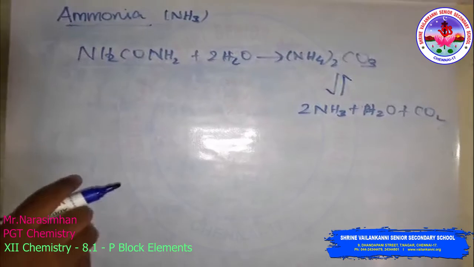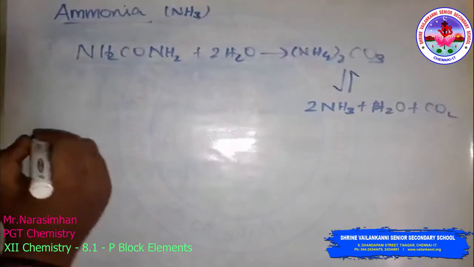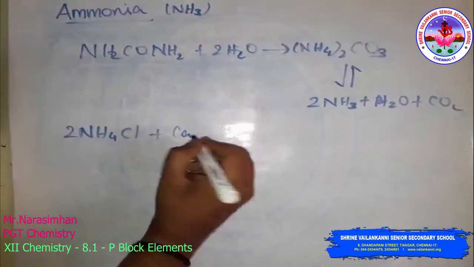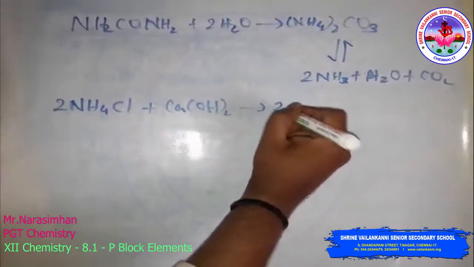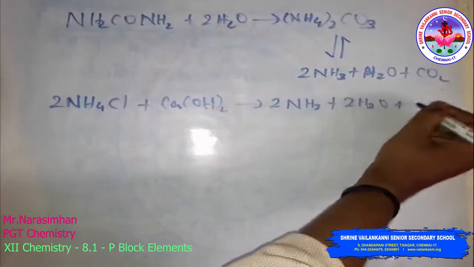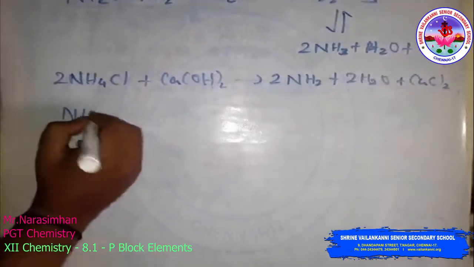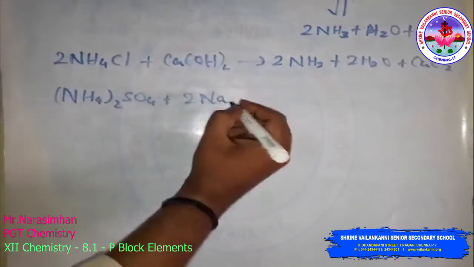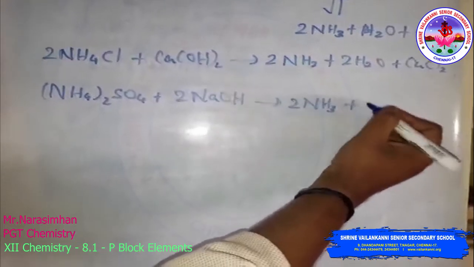On a small scale, ammonia is obtained from ammonium salts, which decompose when treated with caustic soda or calcium hydroxide. For example, NH4Cl, ammonium chloride, reacts with calcium hydroxide, Ca(OH)2, to give ammonia and calcium chloride. The main products are ammonia and calcium chloride. Similarly, ammonium sulphate is treated with caustic soda, 2 moles of NaOH, to form ammonia and sodium sulphate.